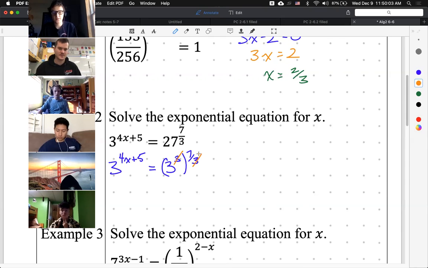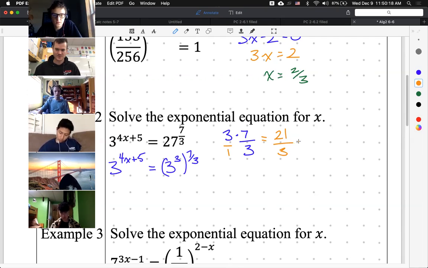If I come over here and do some scratch work, I can say 3 times 7/3 is the same thing as 3/1 times 7/3. Multiply the tops, I got 21. Multiply the bottoms, I got 3. And then that reduces, 21 divided by 3 is just 7. Again, the shortcut is just cross cancel and you would have gotten 7.